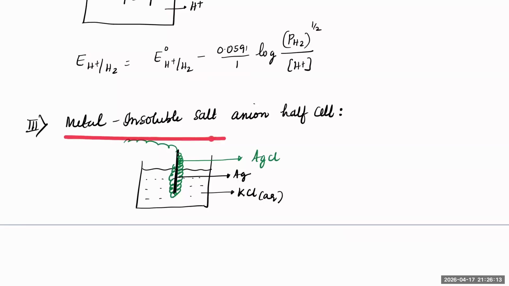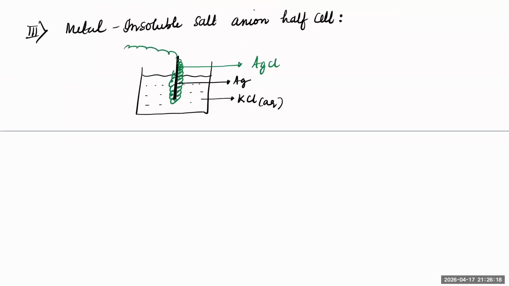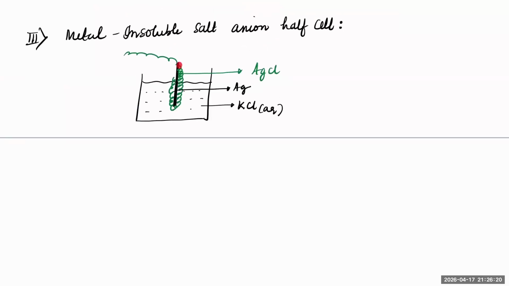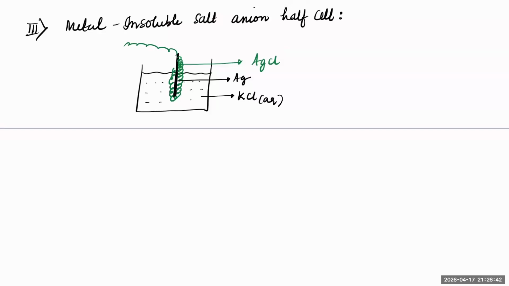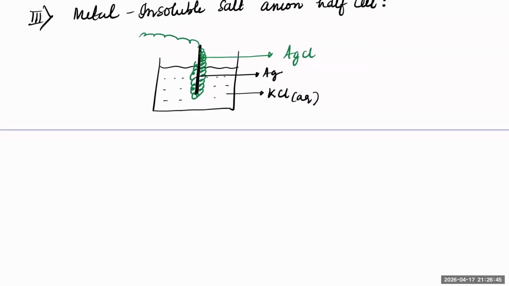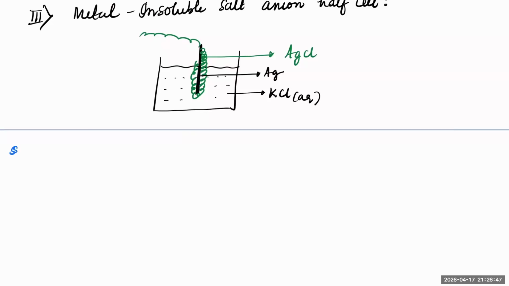Next, metal insoluble salt anion half cell. Okay, what does this mean? See, what if you have a scenario where there is silver metal, but it has a paste of AgCl on the surface, and that is dipped in a solution of KCl. So this is called a metal insoluble salt anion half cell. Now, what are all the reactions that might be going on in the solution? Let's see that.